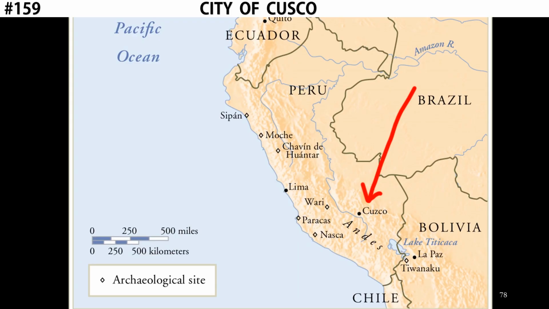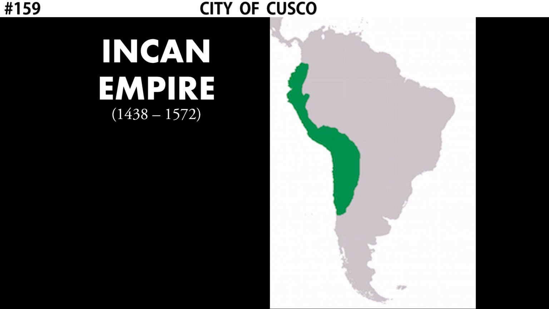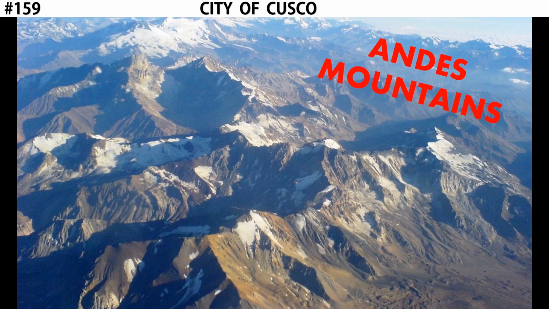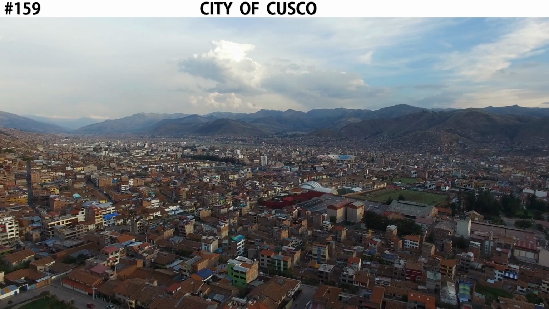Now, the city of Cusco was built by the Incan Empire, and the Incan Empire stretched across the west coast of South America from the 15th century to almost the end of the 16th century when they were conquered by the Spanish. Now, a big portion of the Incan Empire stretches across the Andes Mountains, and that's where we're focusing today. In the Andes Mountains, we have the city of Cusco. There still is a city of Cusco. This is what it looks like today.